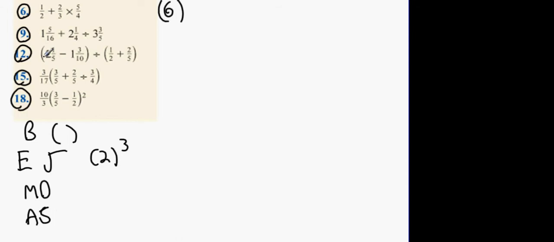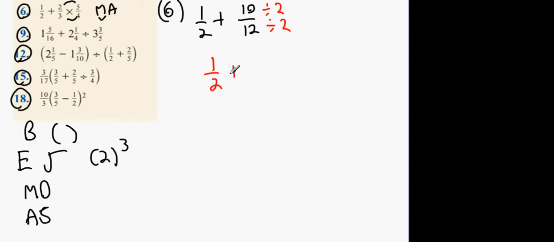So we're going to begin, and the first question does multiplication and addition. We're going to do multiplication first, addition second. So we're going to multiply 2 by 5 and 3 by 4, and what we're going to get is 10 over 12. So it's going to end up as a half plus 10 over 12. Now 10 over 12 is the same thing as 5/6, because we can divide the top and bottom by 2. So we're going to get a half plus 5/6.